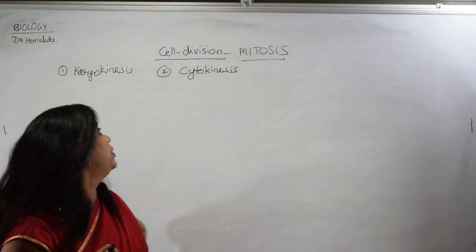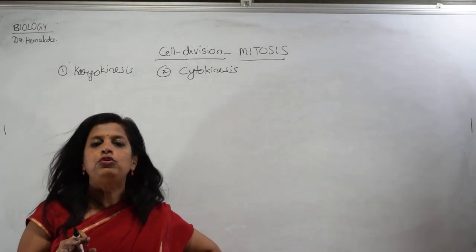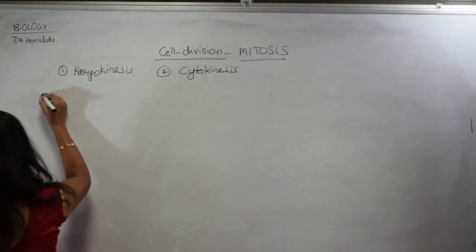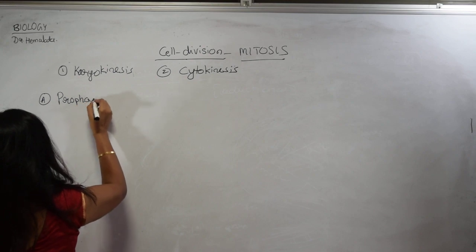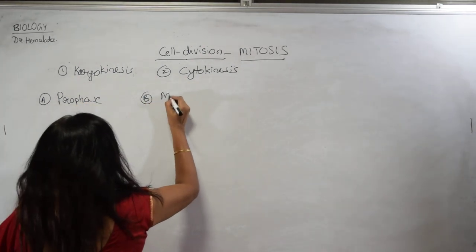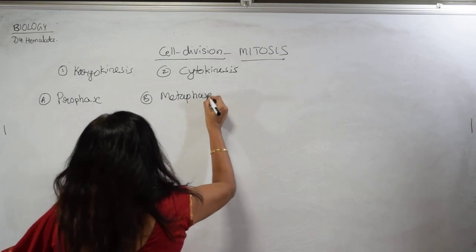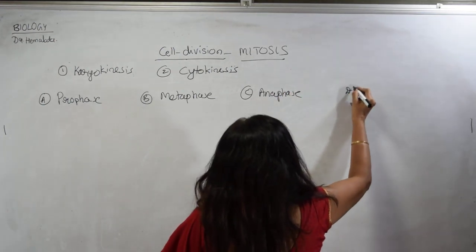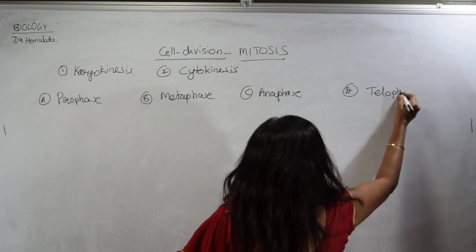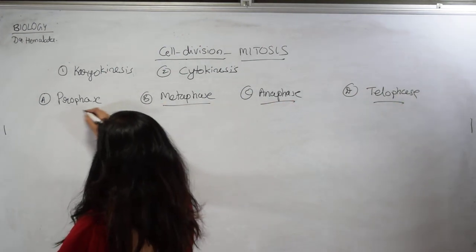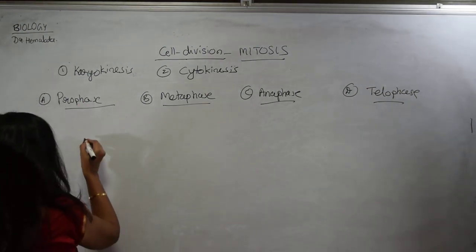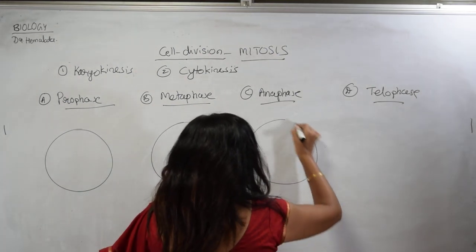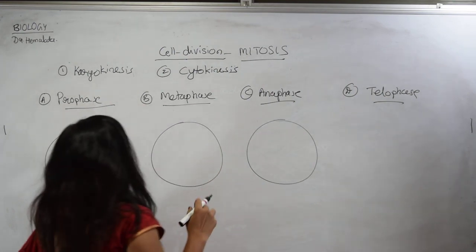Now let me give you something about karyokinesis in detail. Karyokinesis is divisible into four important parts. First one is prophase. Second stage is metaphase. Third stage is anaphase. Fourth stage is telophase. Four stages: prophase, metaphase, anaphase, telophase. Let me draw a diagram, because unless I draw it, you will not understand properly. It is a very important revision I am doing, and telophase I will write at the end.